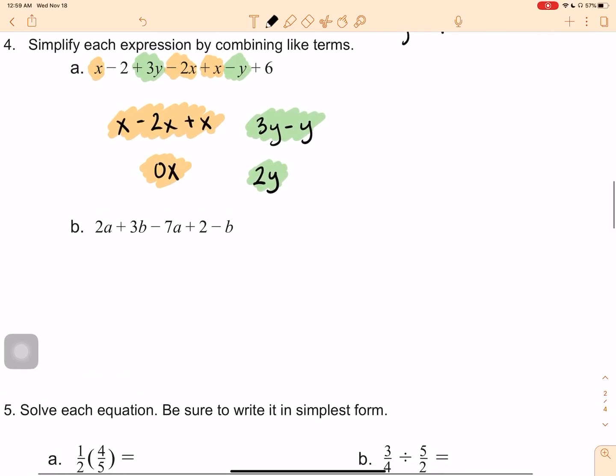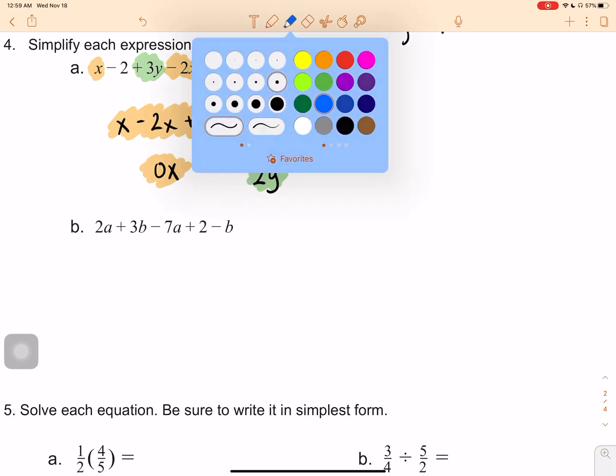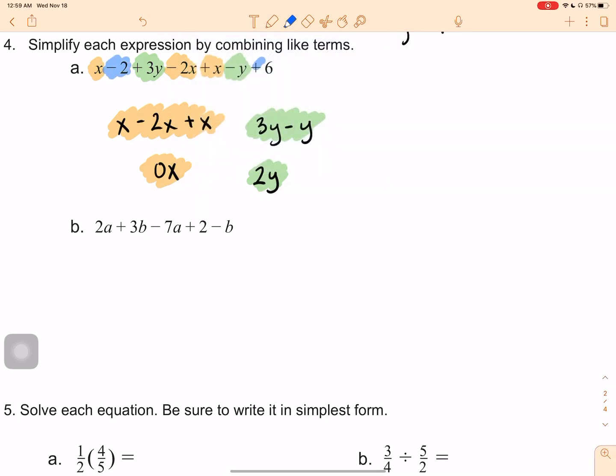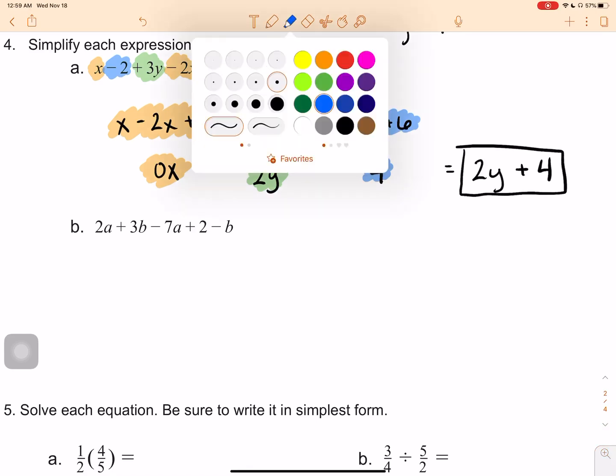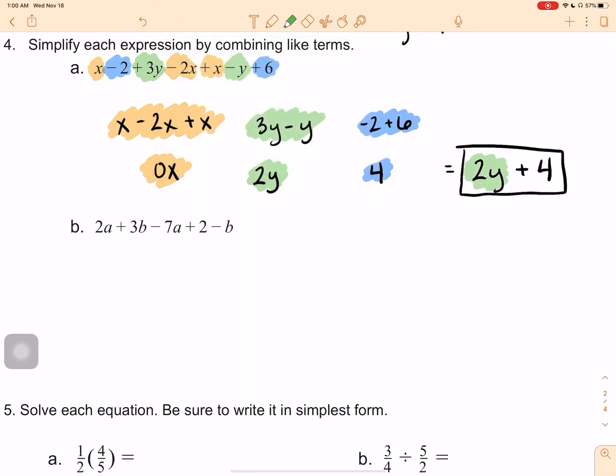And then I see that we have negative 2 and a positive 6. So if we have negative 2 plus 6, that is the same as doing positive 6 minus 2. So this is a positive 4. So my final answer here is 2y plus 4, because 0x, right, all the x's canceled out. So 2y I got from combining my y terms, and 4 I got from combining my constants. And we're done with that one.